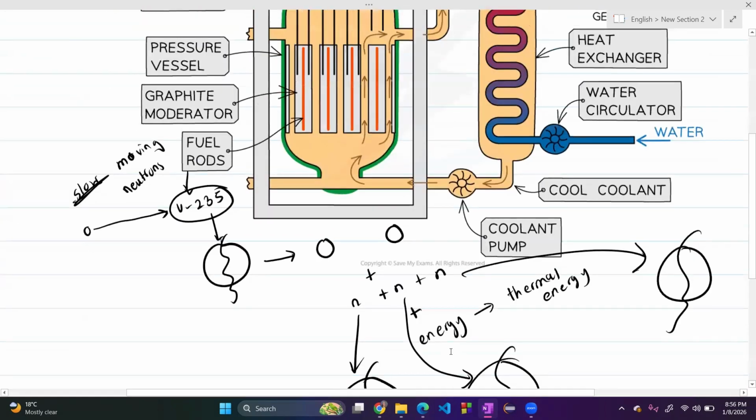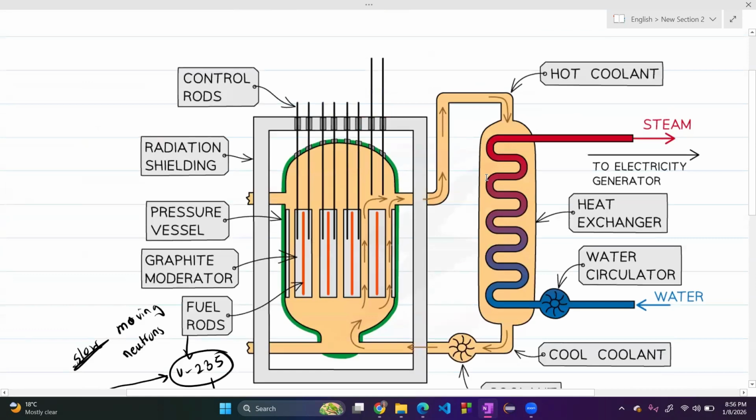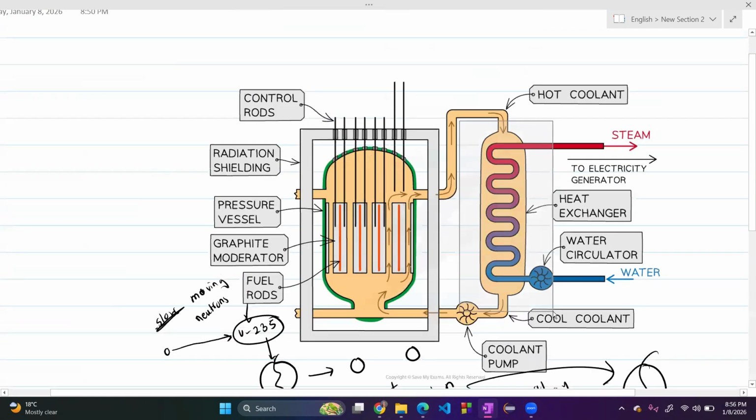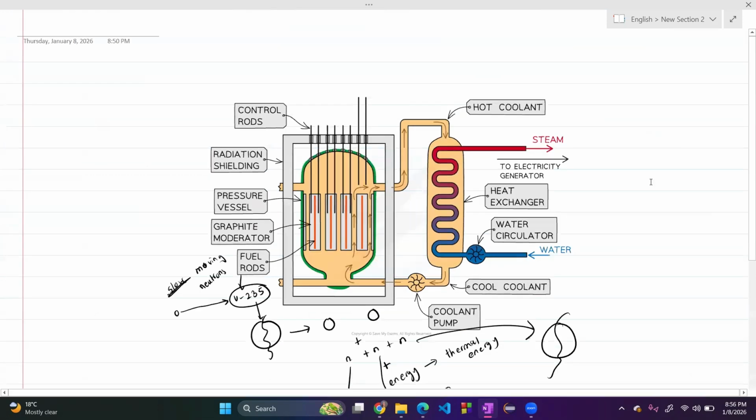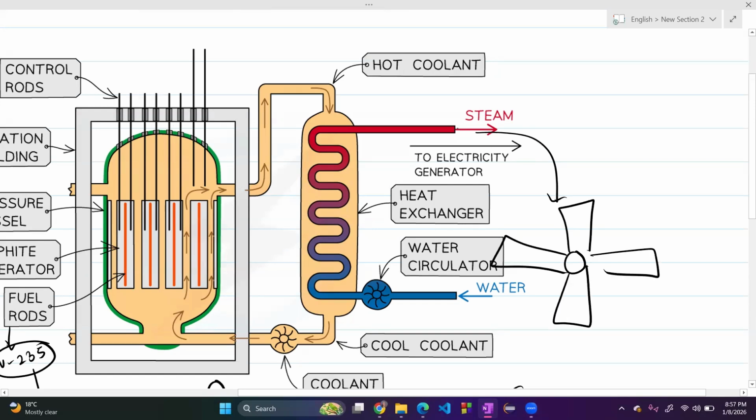Now, what do we do? We use this thermal energy that is being produced. This thermal energy causes the water in the boiler to heat up. As the water heats up, it becomes steam. Steam is fast moving particles, which is connected to a turbine. A turbine probably looks something like this. So these fast moving particles will come and hit the turbine. As a result, the turbine will start to rotate.